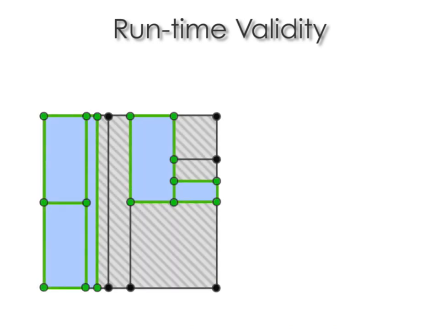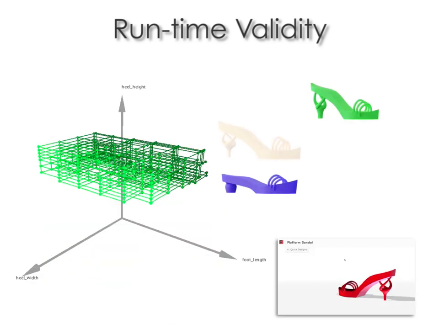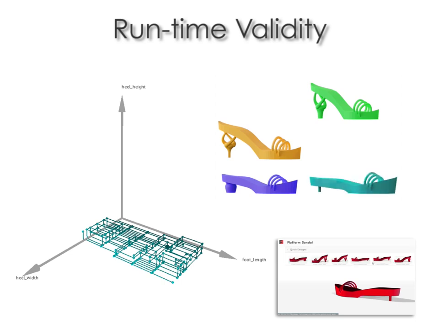Because valid regions are not necessarily convex or contiguous, it may be difficult to navigate the space with sliders alone. We analyze the graph of valid samples to generate starting points for exploring the space.